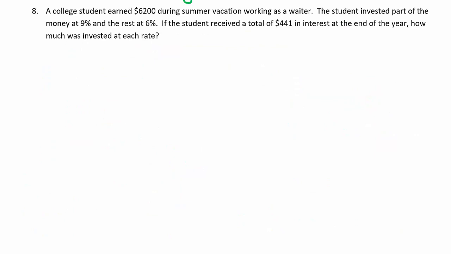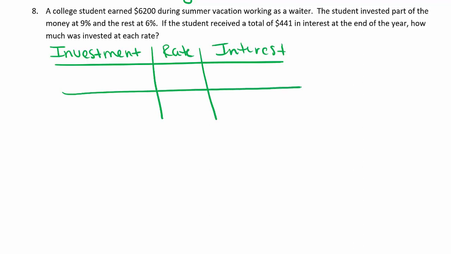All right, my last example involves interest, which we talked about a while ago when we were talking about percentages. It says a college student earned $6,200 during summer vacation working as a waiter. The student invested part of that money at 9% and the rest at 6%. If the student received a total of $441 in interest at the end of the year, how much was invested at each rate?